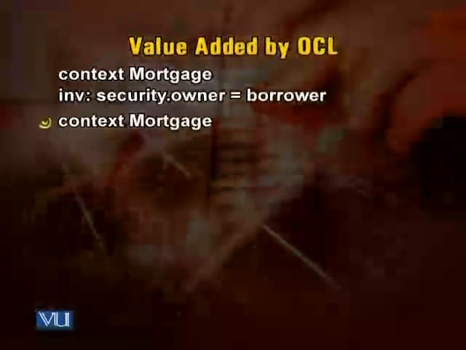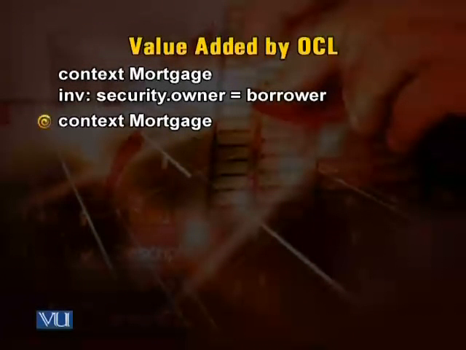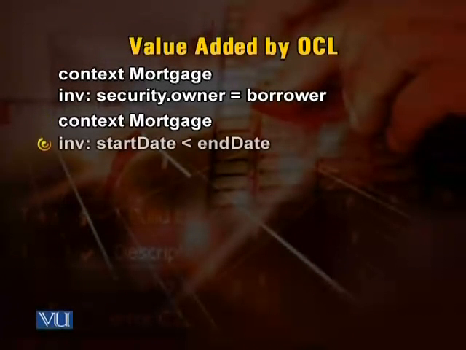What is the next rule? Once again, the context is Mortgage. The invariant is startDate < endDate. Once again, this is a very simple rule, but once again, very useful one. Here, what we are saying is that this invariant must be fulfilled कि start date उसकी end date से कम नहीं हो सकती. But that was a straightforward, simple thing.